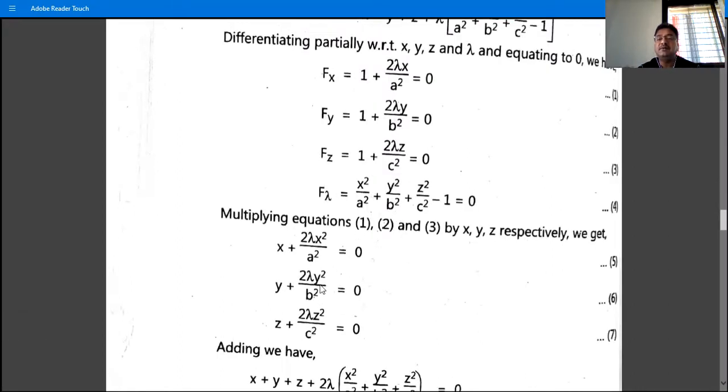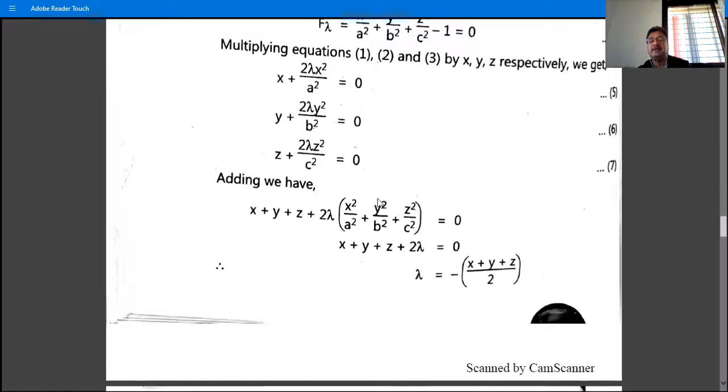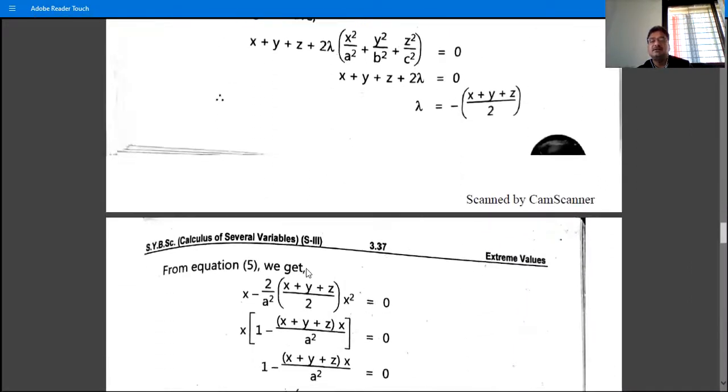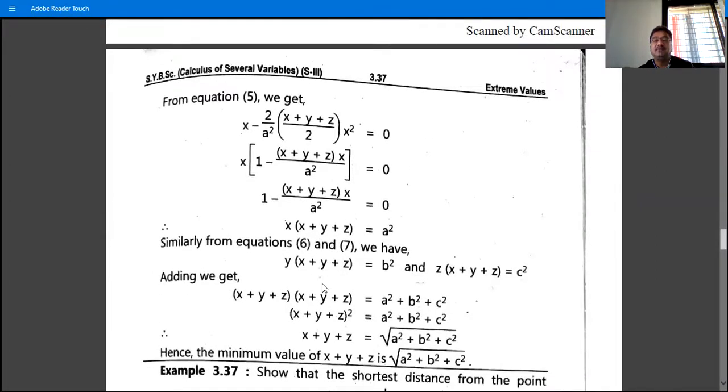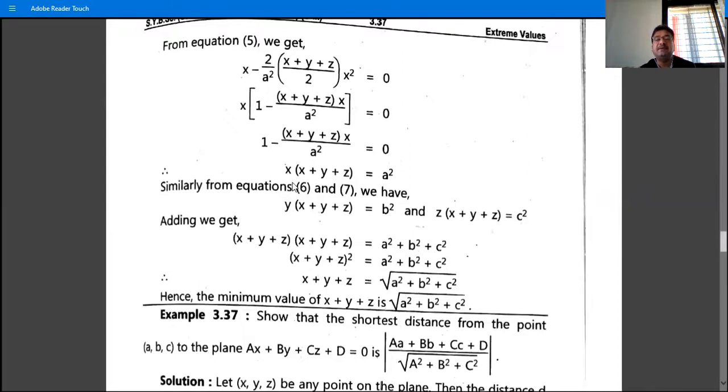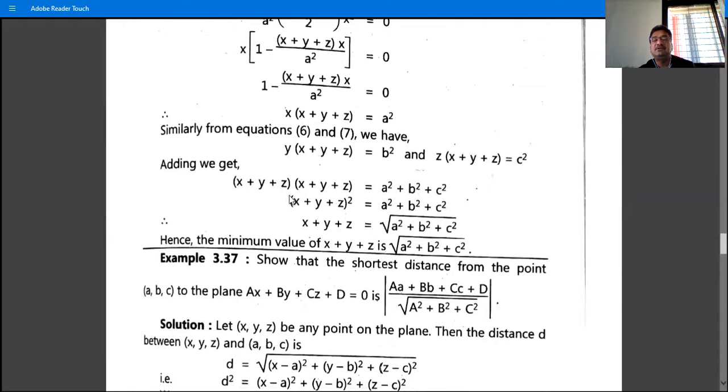Here is procedure number 2, that is, multiplying equations 1, 2, 3 by x, y, z, which gives 5, 6, 7. Adding 5, 6, 7, we have lambda. Again substitute lambda in equations 5, 6, 7. We get these values of x, y, z, but with x plus y plus z in brackets equal to a square, and then adding all these equations, we have x plus y plus z as common, and x plus y plus z is equal to a square plus b square plus c square, and therefore its square is this, and therefore x plus y plus z is root a square.